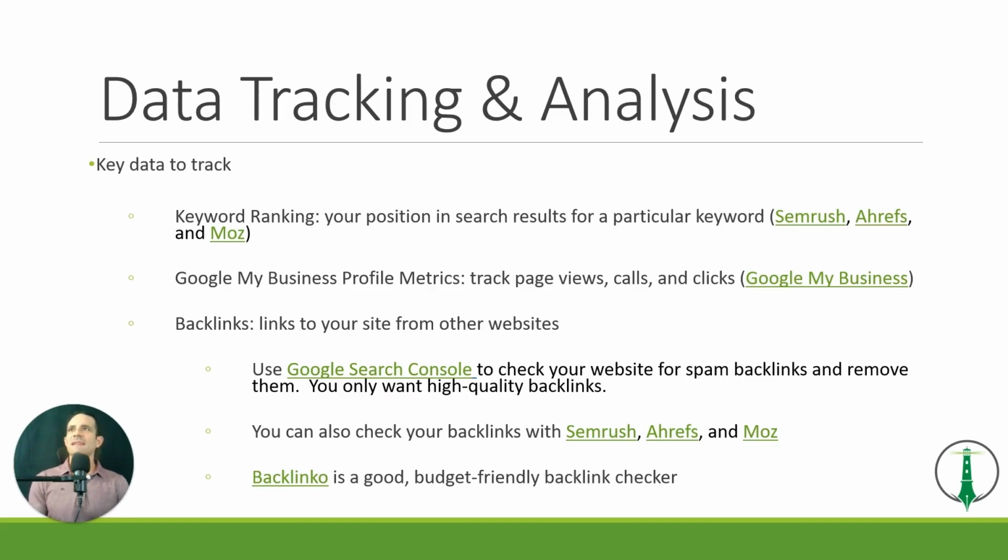So more key data to track. One of them is keyword ranking. So only the top 3 organic search results appear on the first page of Google. The rest of the first page of Google is ads. So the goal is to rank in the top 3 spots for any given keyword. If you're not in the top 3, then you're relegated to the second page of Google, which gets far, far less views than the first page. So your goal is always to rank in the top 3 for your keywords.